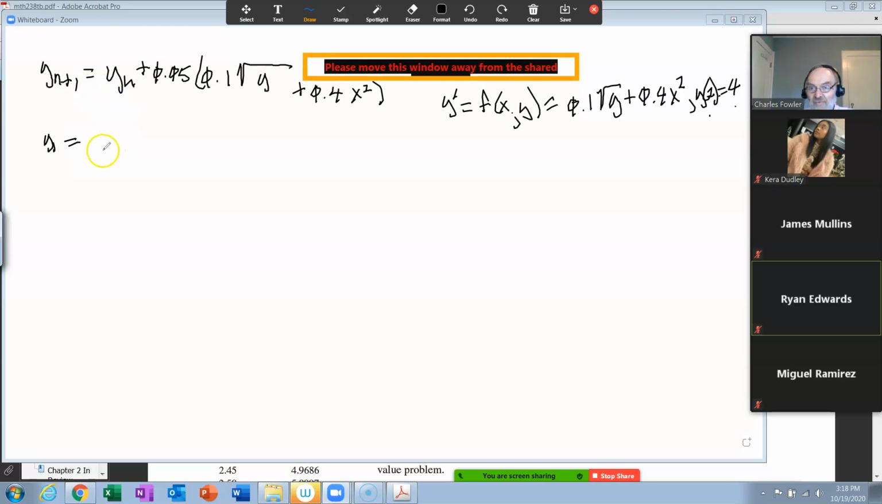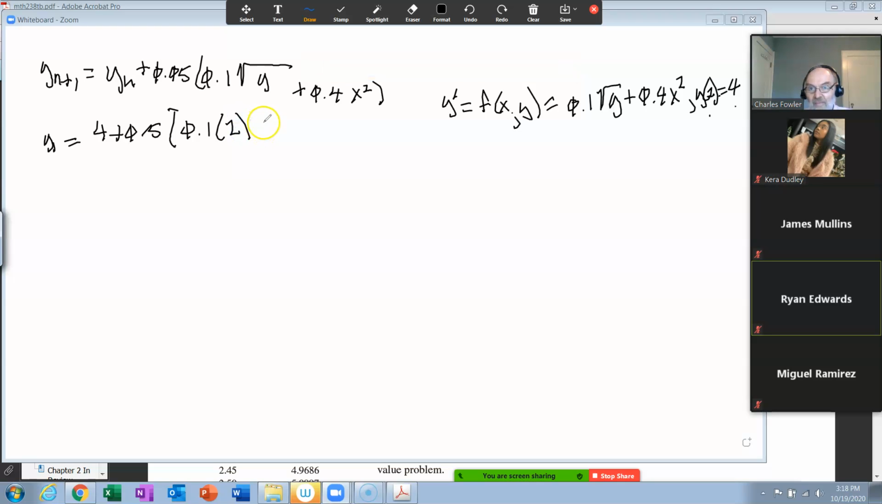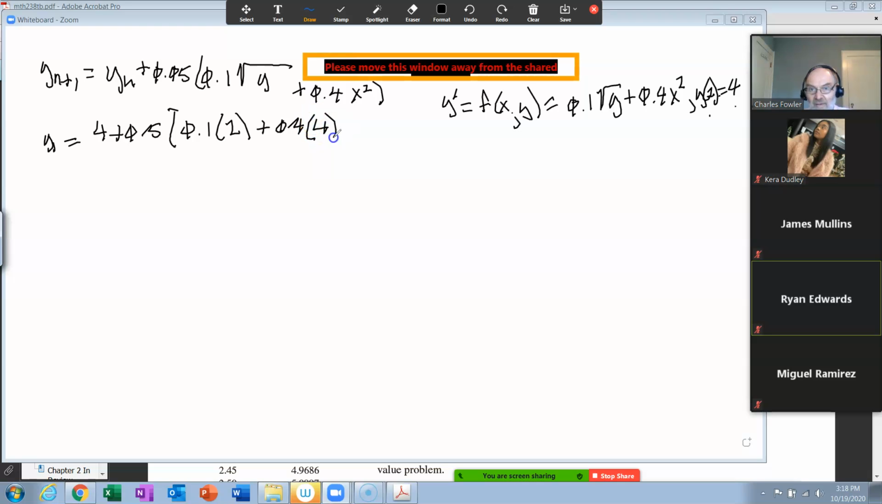That's equal to the y0, which was 4, plus 0.05 times, maybe I should put that as a bracket, okay, 0.1, that was part of the problem. Square root of 4 is 2, I can do that one, plus 0.4 times your x was 2, squared would be 4. Okay, so there is going to be your y1.